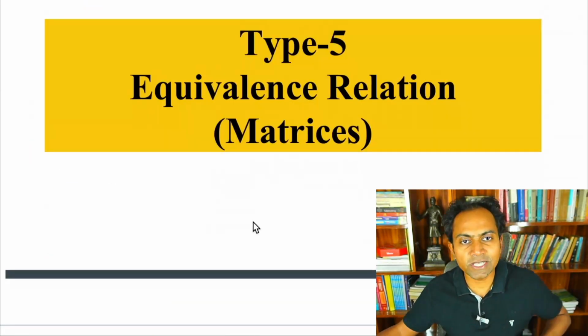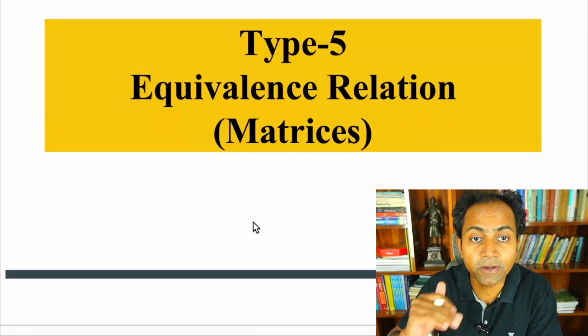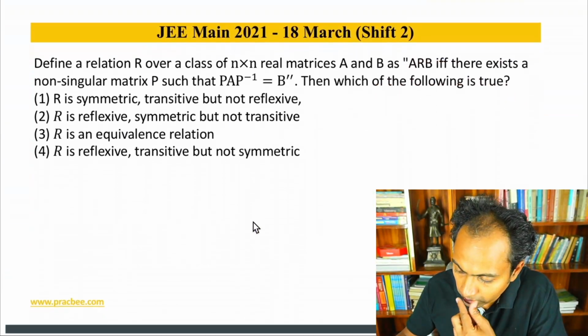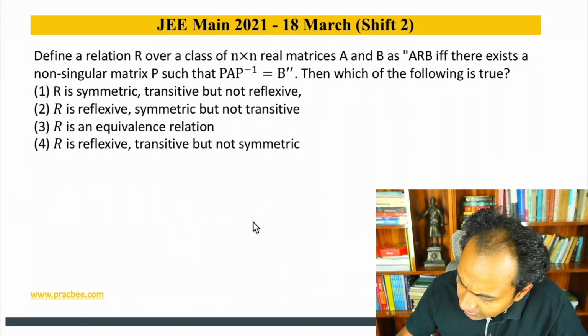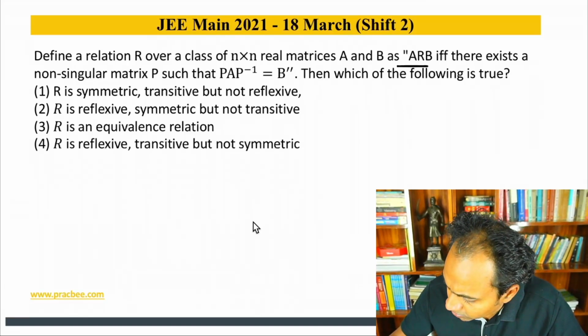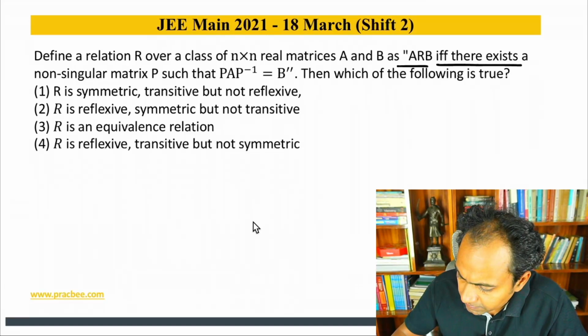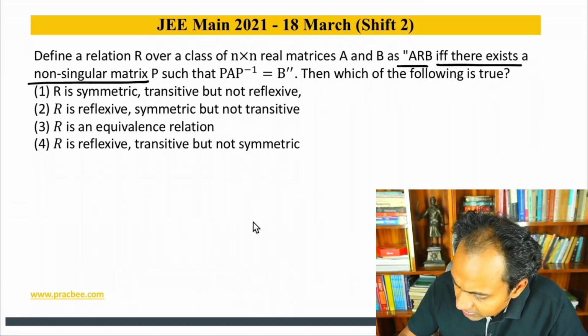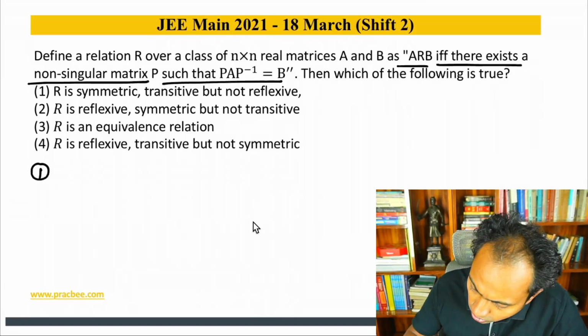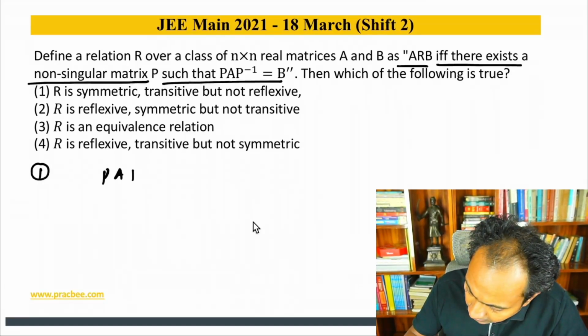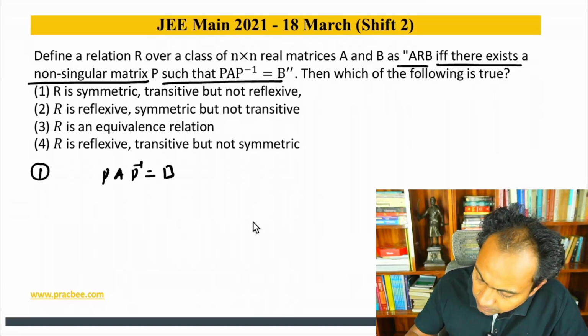Now, the next type of questions are based on equivalence relations in which matrices get involved. If I look into this 2021 question, it is an interesting question because they have given A is related to B if there exists a non-singular matrix P such that PAP inverse is equal to B. See, let us go to the relationship first. So PAP inverse is equal to B.